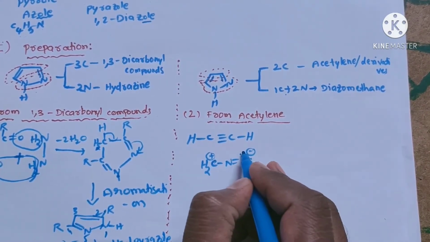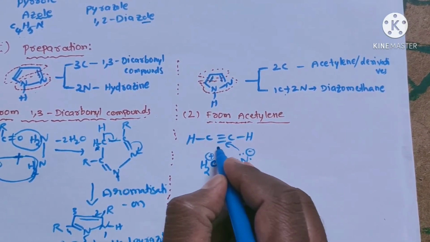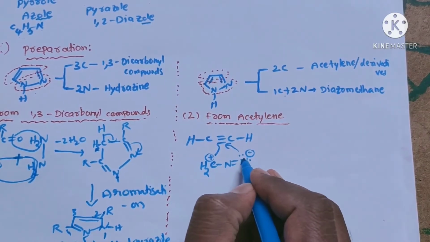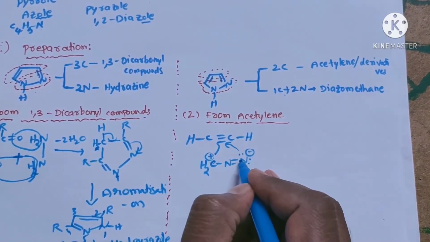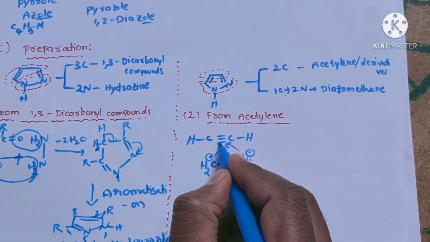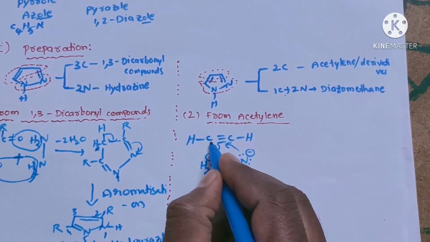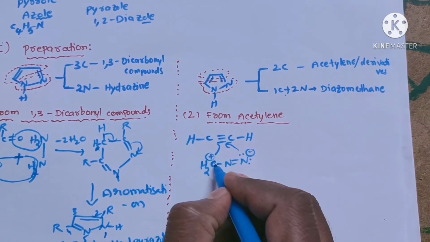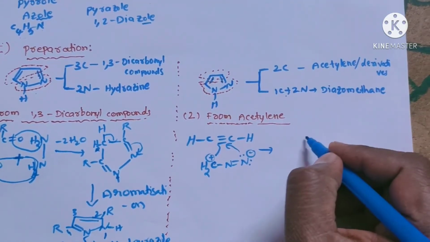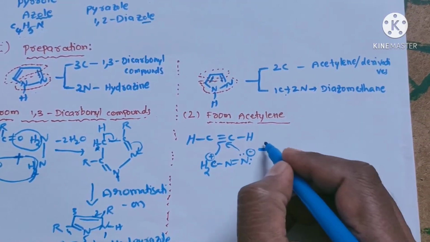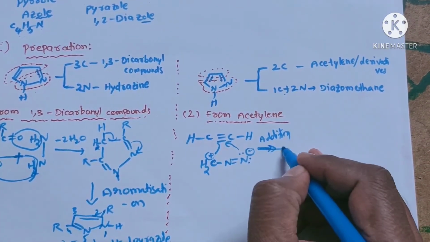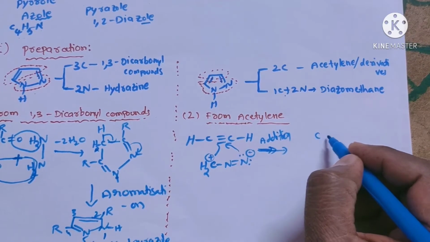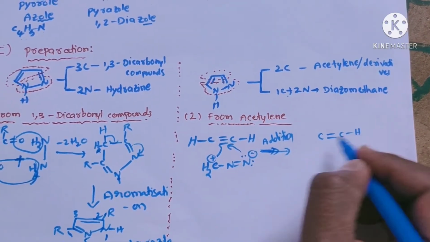As a result, what happens? An addition takes place, and this electron pair goes here, and a bond will be formed between this carbon and this nitrogen, and this bond is shifted to here. As a result, a bond will be formed between this carbon and this carbon. As a result, we get an addition product. This is addition only.